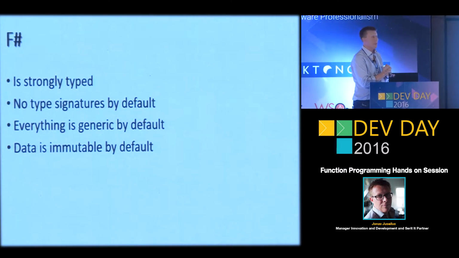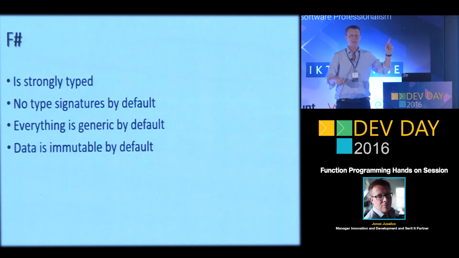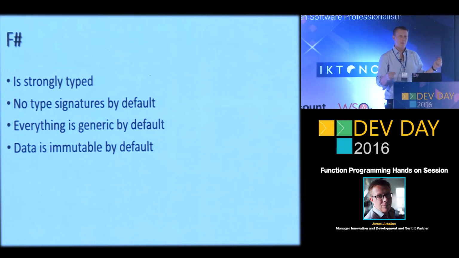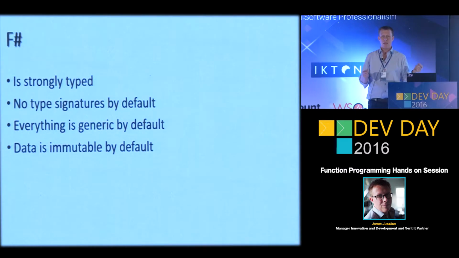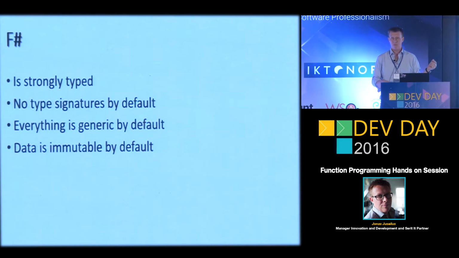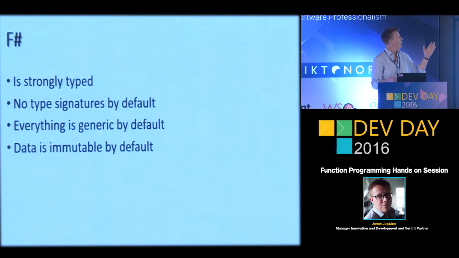F# is a strongly typed, functional-first, object-oriented language. And by strongly typed, this is not like strongly typed in C# or Java. When you write F# code, you seldom see any type signatures at all. Everything you write is generic by default, and working with generics in F# is so trivial that you don't think about it. It looks like it's dynamically typed, like a scripting language most of the time. The compiler automatically fills in the types for you and generates the types for you.